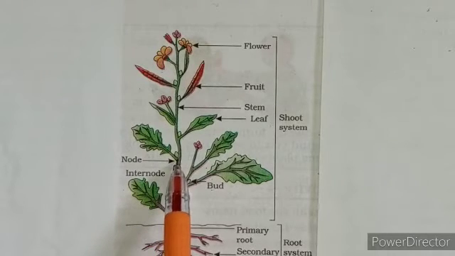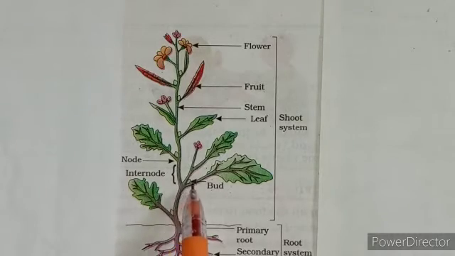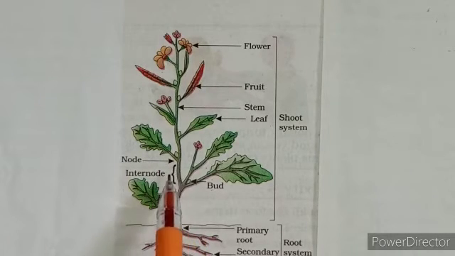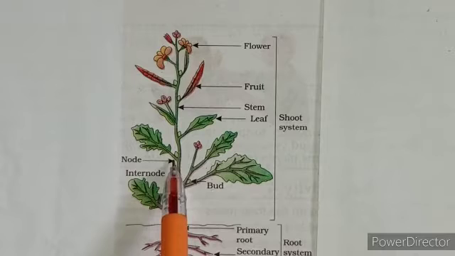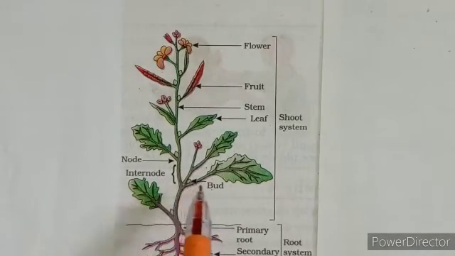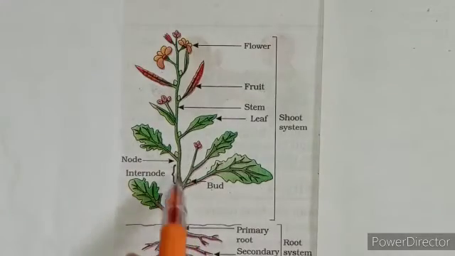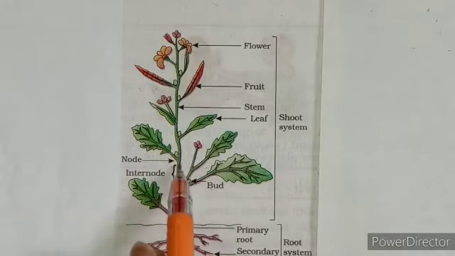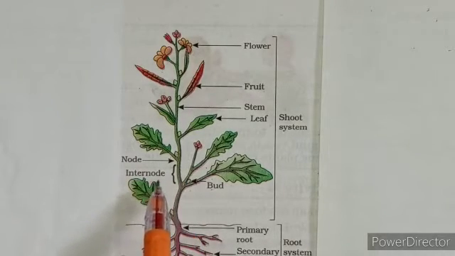See here, the leaves grow on the stem at definite points. All of you see here, these are all definite points. These points are called nodes. All of you see here, this is one node, this is another node. The part of the stem between two successive nodes is called the internode.